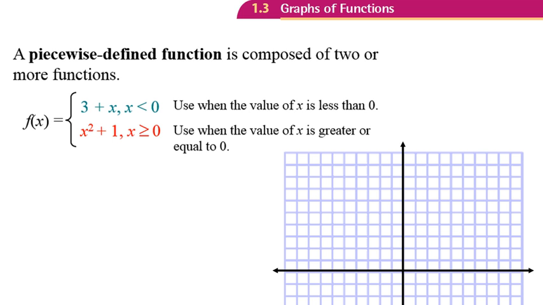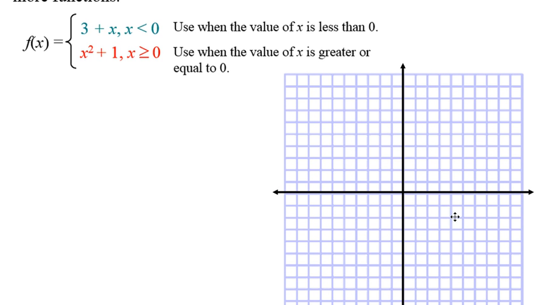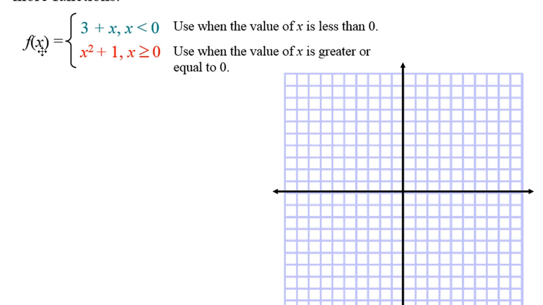All right? So check this out here. In your notes, go ahead and make a nice coordinate plane here because we'll be graphing, and this needs to be accurate for sure, okay? So this is how this works. We're going to graph f of x, and we're going to graph f of x in pieces. We have the function 3 plus x when x is less than 0. That's what I say right here. Use it when the value of x is less than 0. And then you have x squared plus 1. The function is x squared plus 1 when x is greater than or equal to 0.